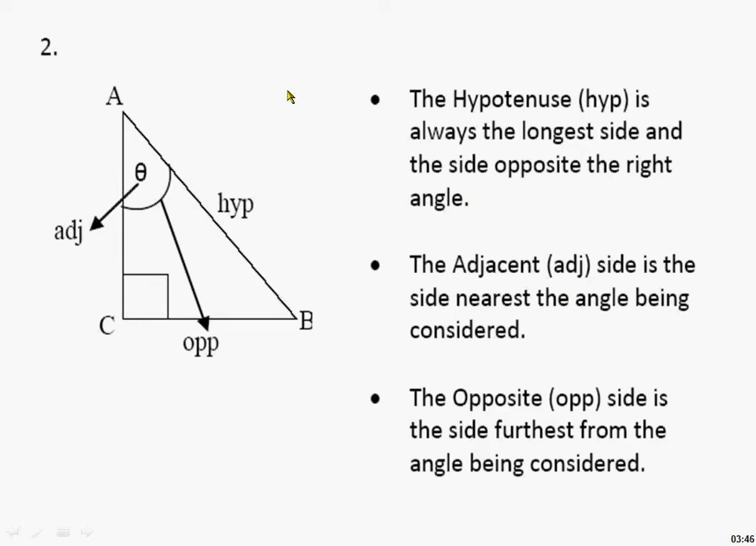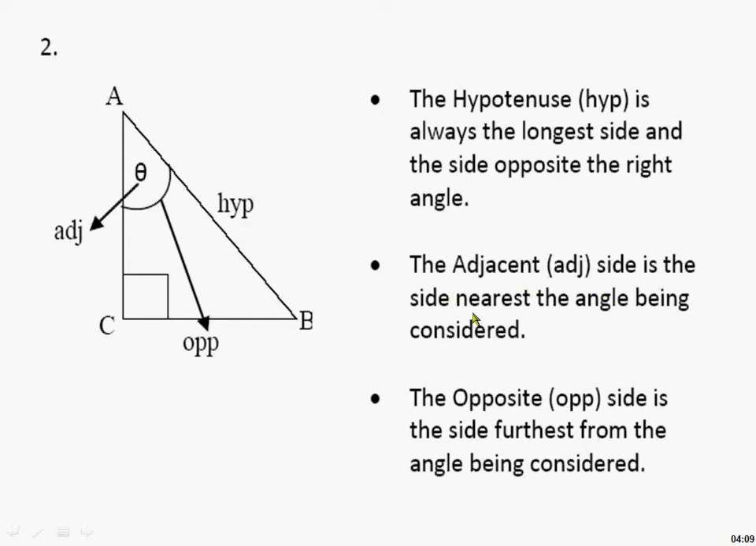Now, in order to be able to identify and to work with these trigonometric ratios, we must understand certain key concepts. The first one is that the hypotenuse is always the longest side and the side opposite the right angle. So in this triangle, the side opposite the right angle is this side here, which is AB, and that's the hypotenuse. It's always the longest side.